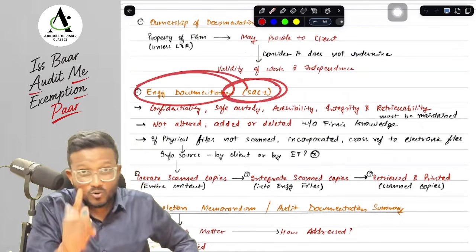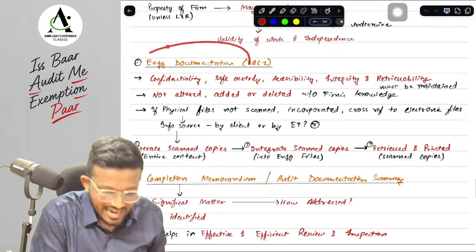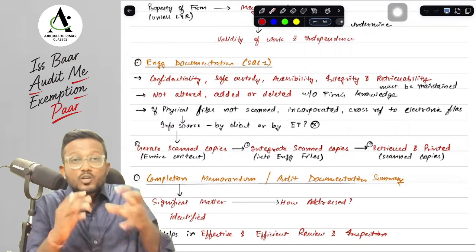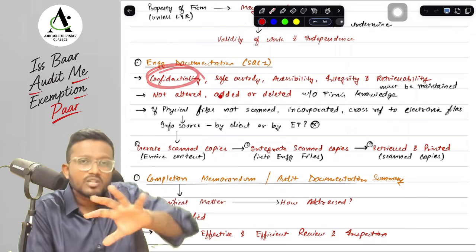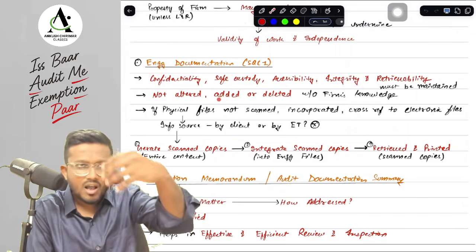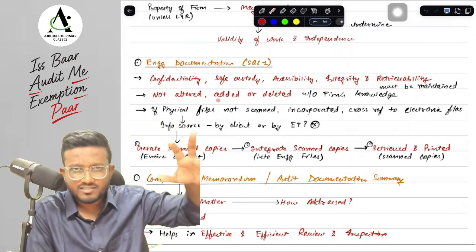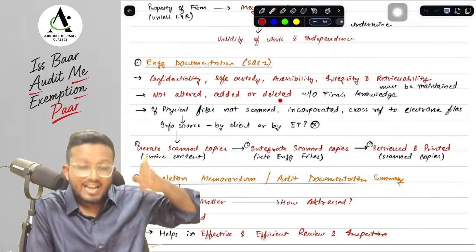Engagement documentation, which I told you in SQC 1 that we will be doing in SA 230. Now this is that particular topic. What they are saying, sir, is you should keep your engagement documentation confidential, which means you need to keep it away from everyone else. Anyone else should not be able to access your audit documentation. Secondly, it should be in safe custody, carefully saved.